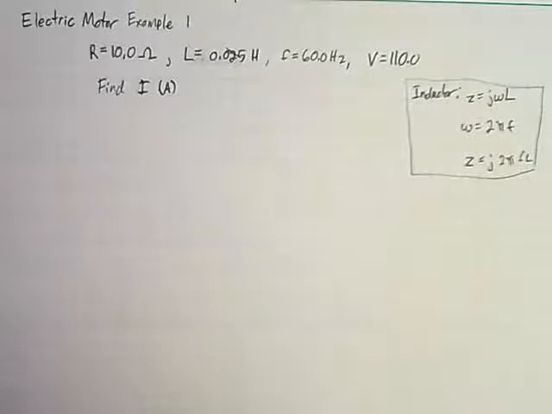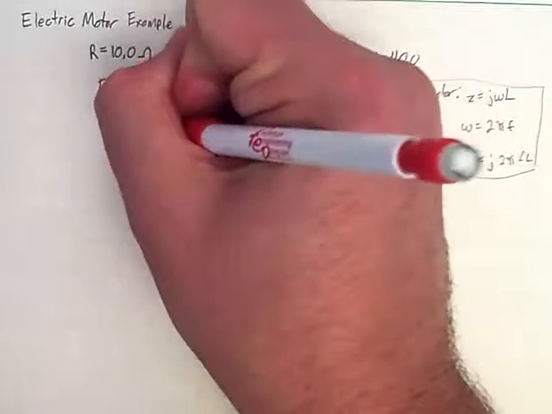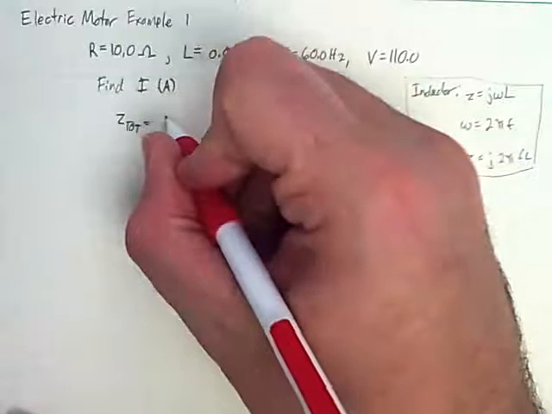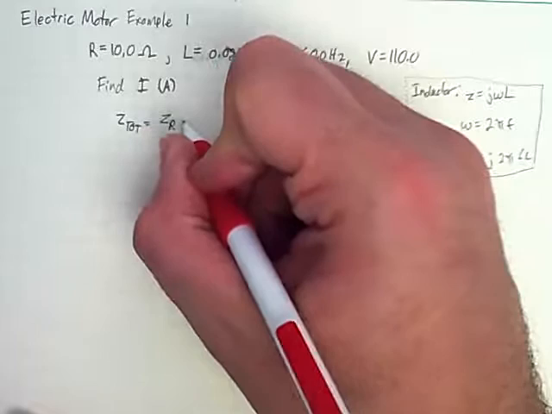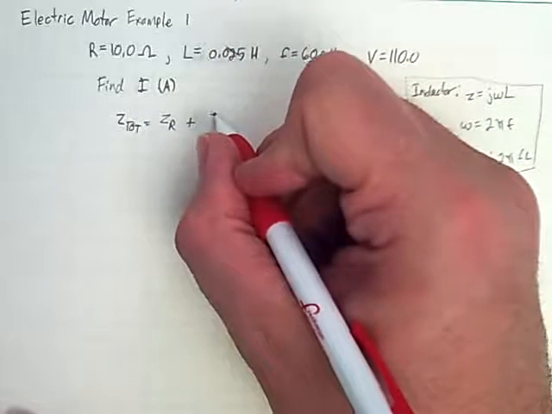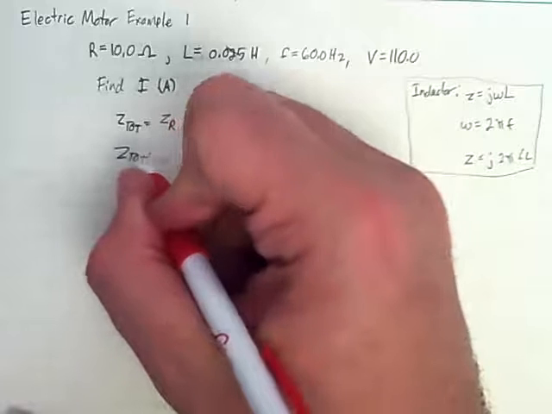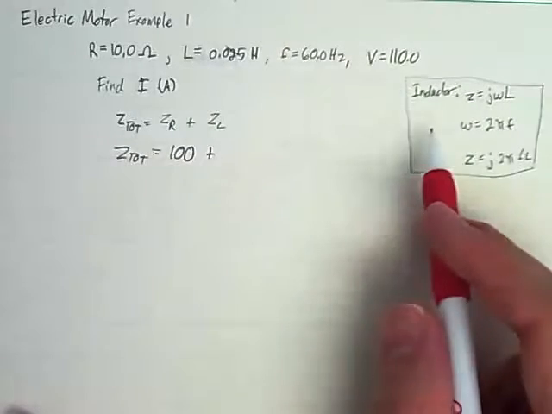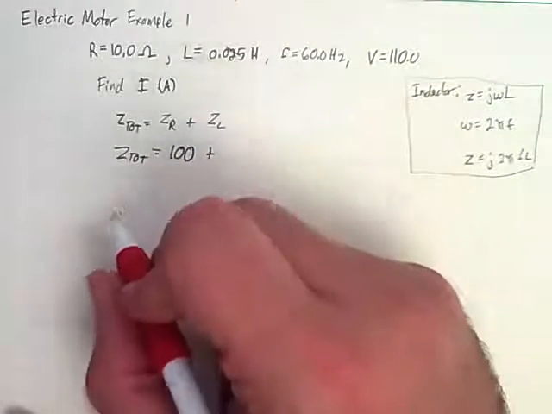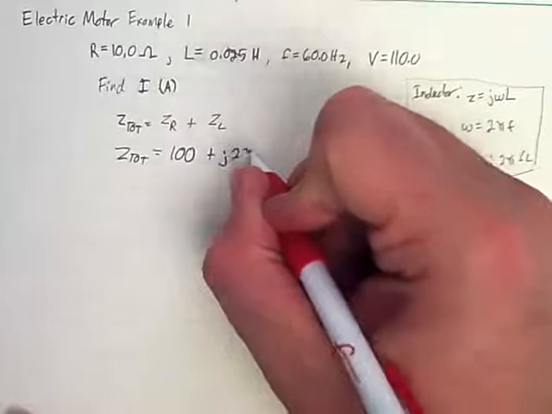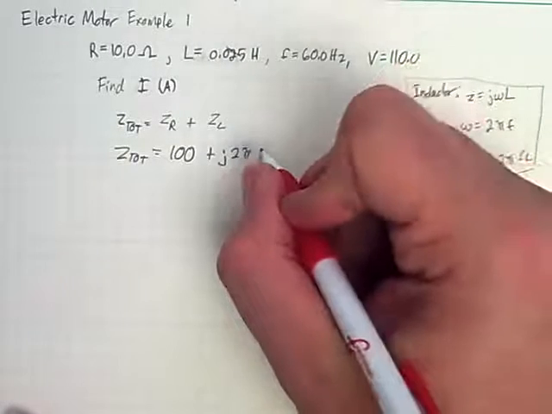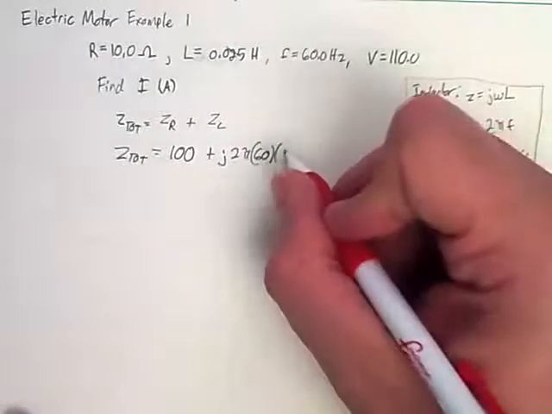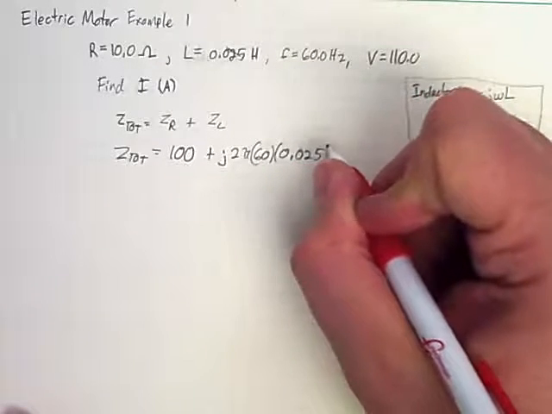So what we know is that Z total is going to equal Z for the resistor plus Z for the inductor. So on this part it's just R. And on this part it's going to be J times 2 pi times our frequency times our inductance, which is 0.025.